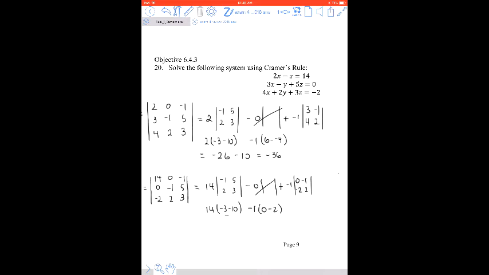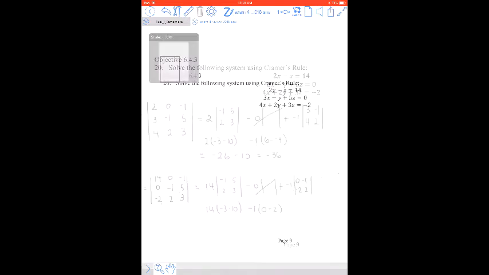So let's see, this is negative 13. And, oh boy, 13 times 14, let's see. That looks like it's 182. So negative 182 plus 2 equals negative 180. All right, so now I need the d sub y.